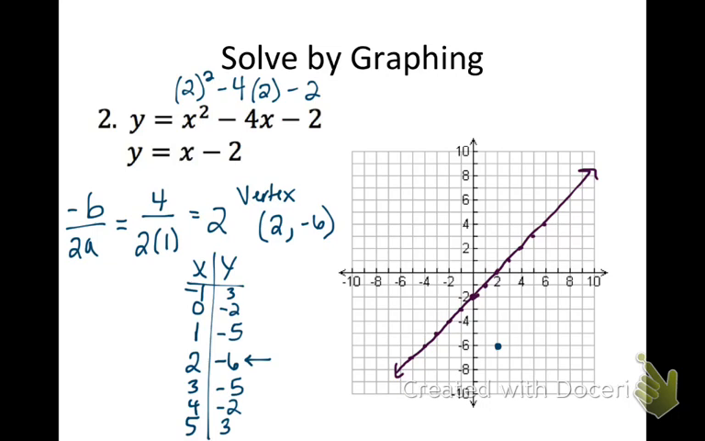Okay, so now if I plot all of these, let's see, we'll start with 1, negative 5, and then 0, negative 2, and negative 1, 3.